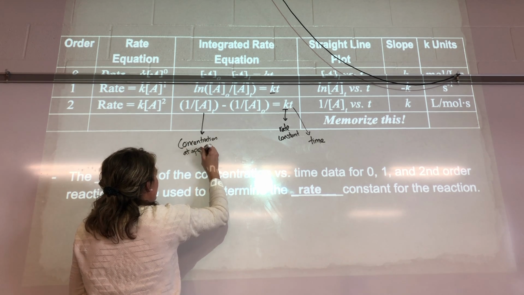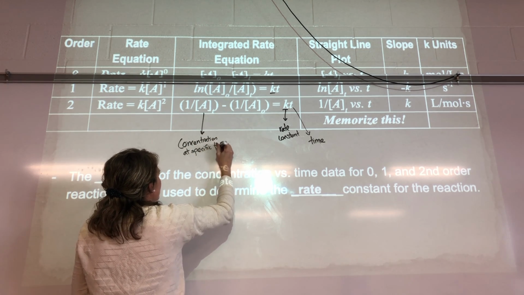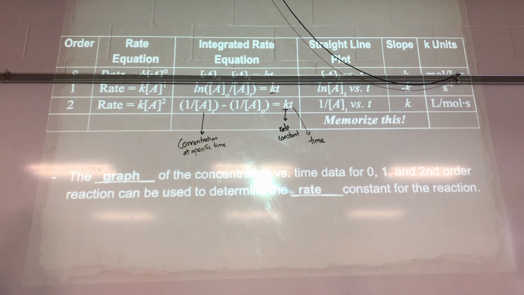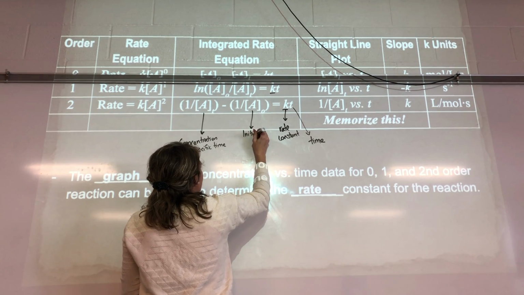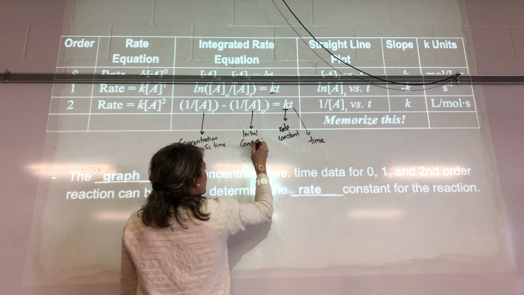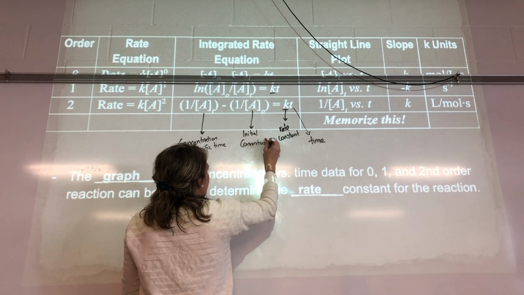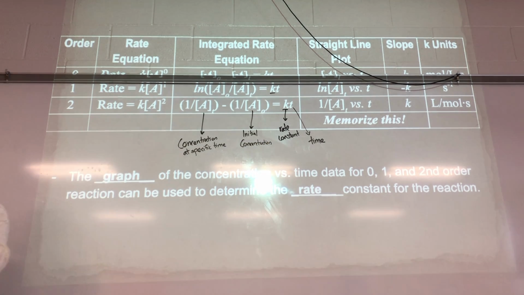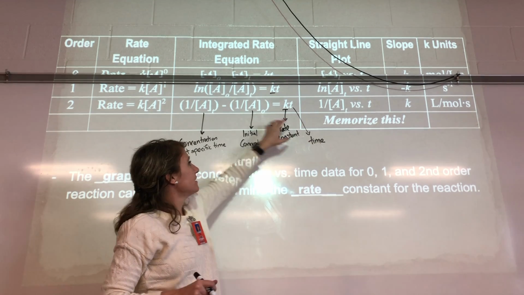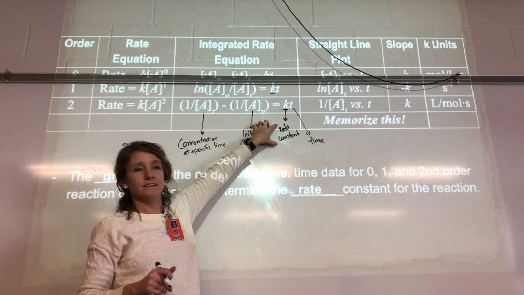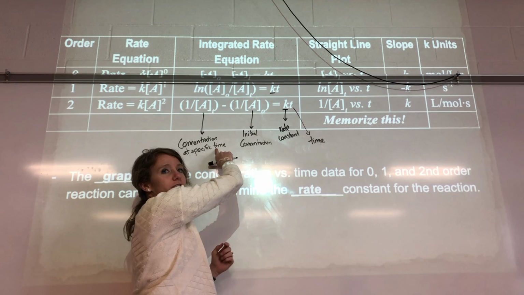So whatever time you're looking at, that's what that value would be. And then A of 0 is the initial concentration, so whatever you started at. By plugging in these, you can find K. And these would all just be part of your data to begin with.